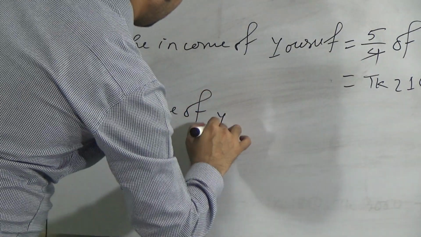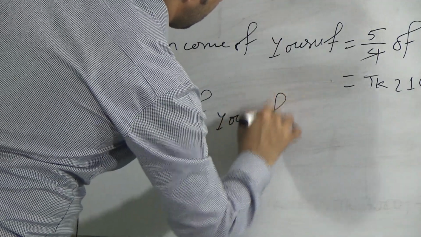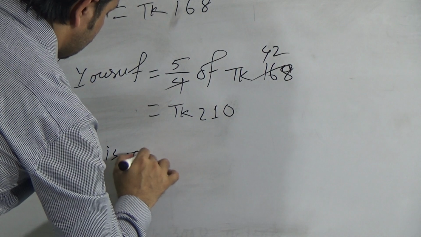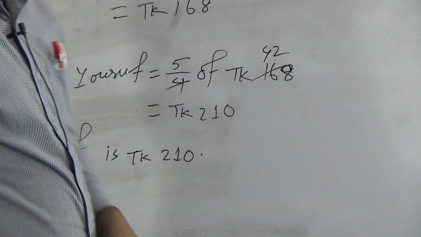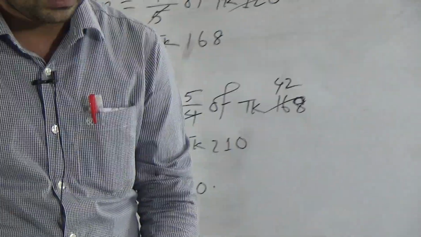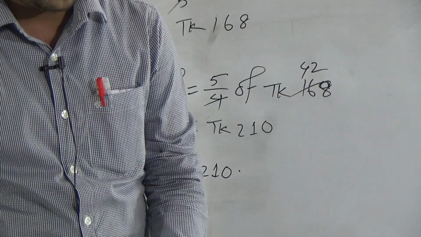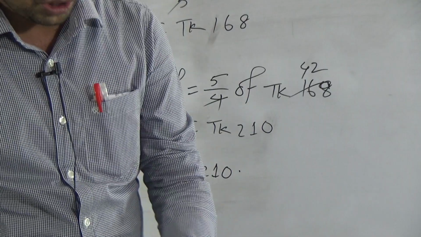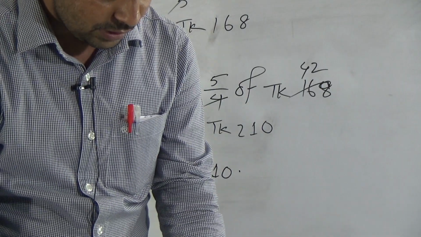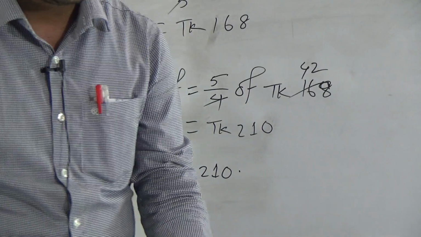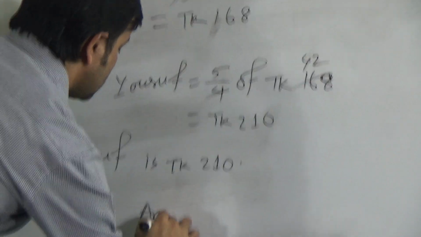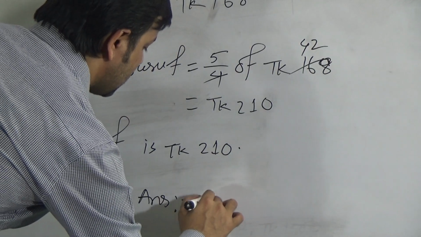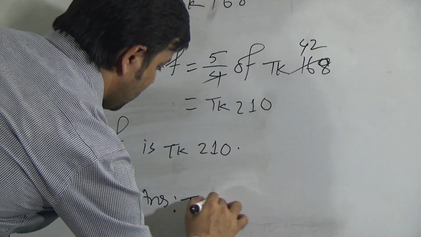We can write, therefore the income of Yusuf is taka 210. Dear students, this is the answer of question 16. I hope you have understood the solution of question 16.